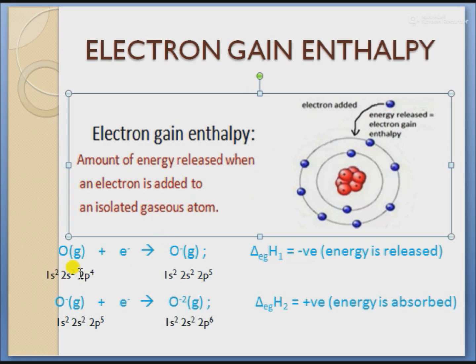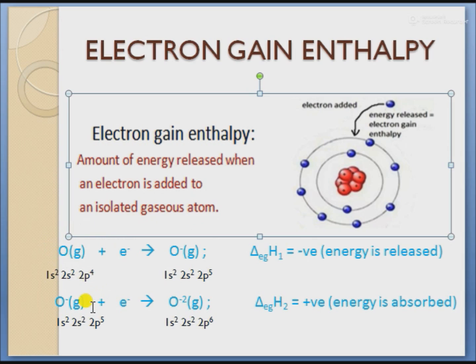For example, oxygen gaseous atom gains one electron to become oxygen ion in the gaseous form. Here, the electronic configuration of oxygen is 1s2, 2s2, 2p4, and after accepting an electron, it becomes 1s2, 2s2, 2p5. Here, energy is released, meaning delta H1 is negative. The electron gain enthalpy becomes negative because an electron is added to the isolated gaseous oxygen atom.